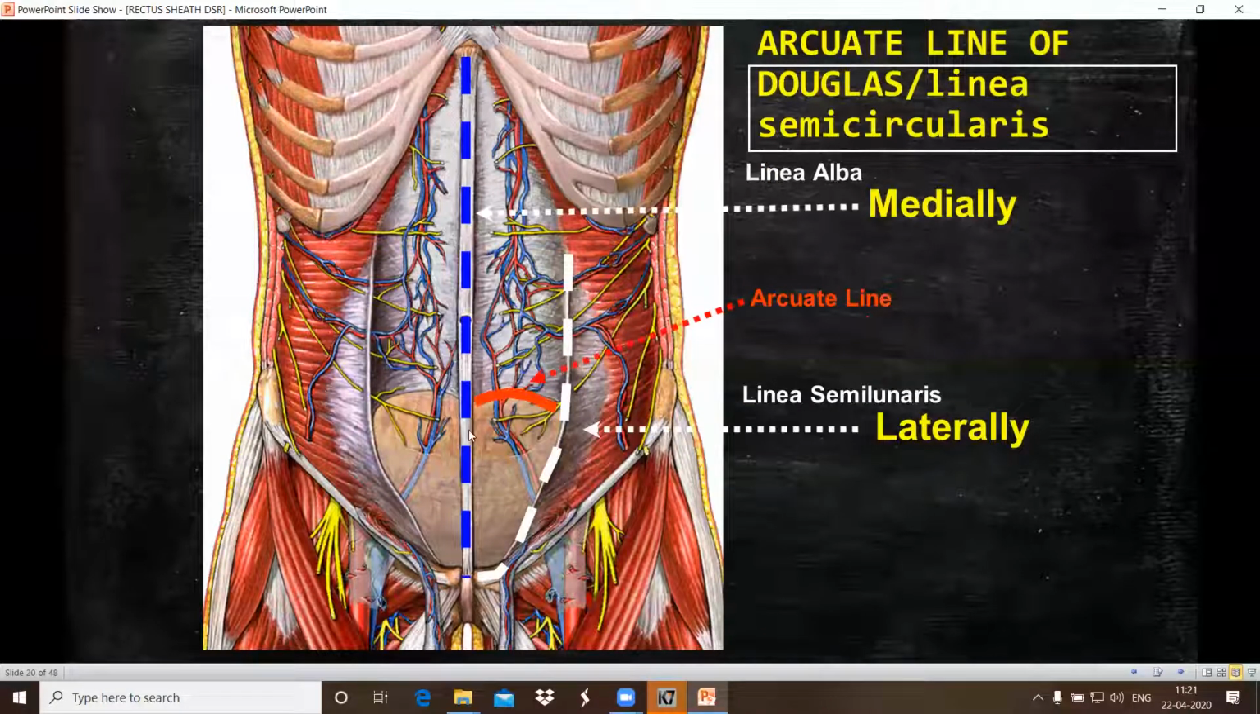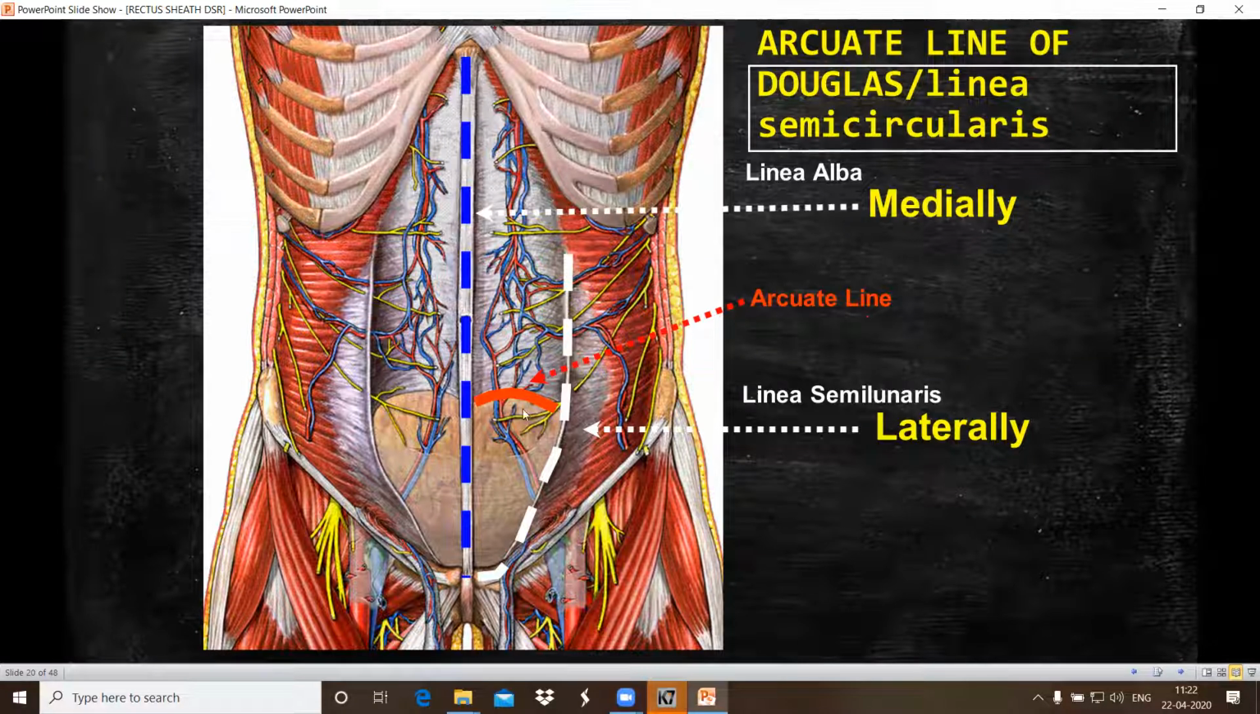So already I told about the arcuate line of Douglas or linea semicircularis. The posterior wall of the rectus sheath, at the midpoint between the umbilicus and pubic symphysis, ends at a concave margin. This red one is the concave margin, which is nothing but the arcuate line. So why is it so important? Over this arcuate line, the blood vessels, especially the inferior epigastric artery and veins, run.